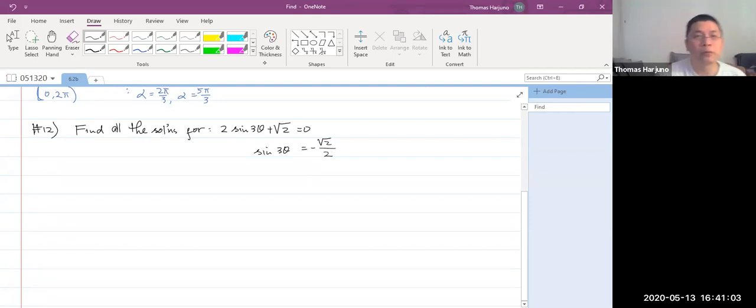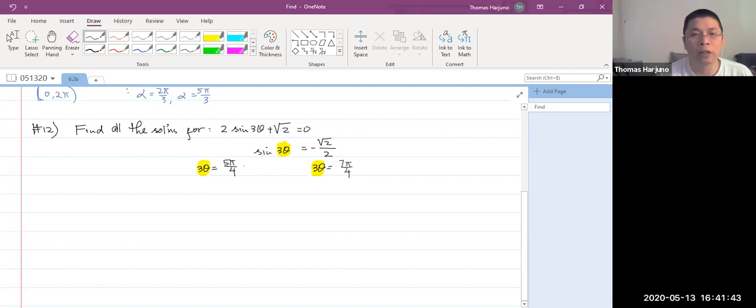Okay, now the way we solve this: don't worry about the 3 theta. We look at that 3 theta as one angle for now. That 3 theta will have that value at two different angles. 3 theta equals, the reference angle is 45 degrees, pi over 4. Now it is negative in quadrant 3 and quadrant 4. So in quadrant 3, that will be 5 pi over 4. In quadrant 4, that will be 7 pi over 4.